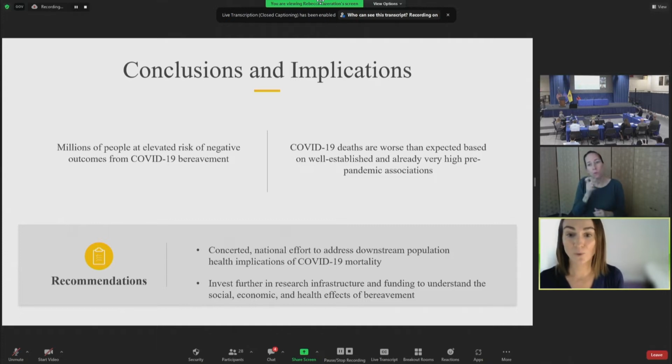So our recommendations, of course, are concerted national efforts to reduce COVID-19 mortality further so that we don't have these downstream population health implications. And of course, our work emphasizes the need to invest further in research infrastructure funding to really understand bereavement. In some regards, COVID-19 bereavement is a bit of a drop in the bucket. We have other mortality events happening in our country, like the opioid crisis that was discussed earlier, persistent racial inequalities. And in some ways, COVID bereavement is just among the many other sources of bereavement that really need more attention in terms of both research and policy.